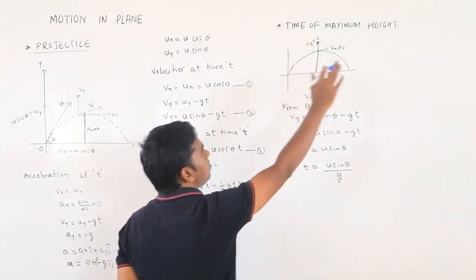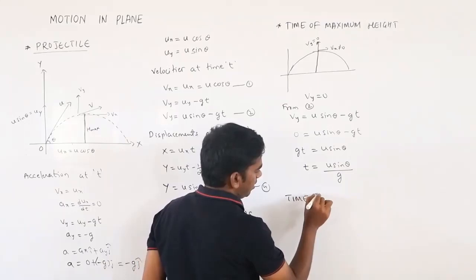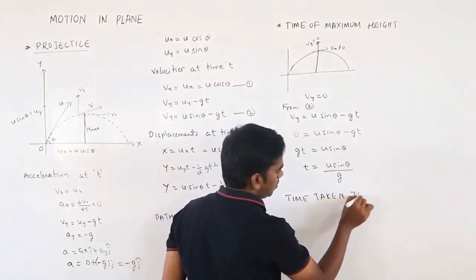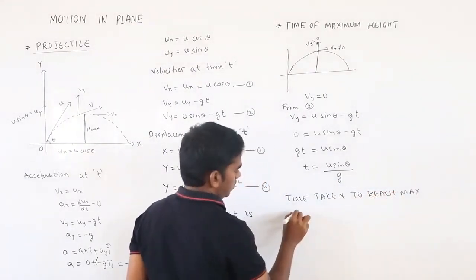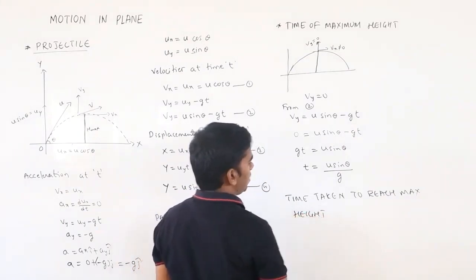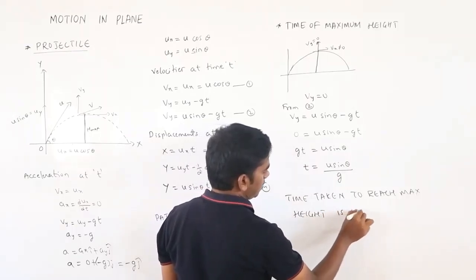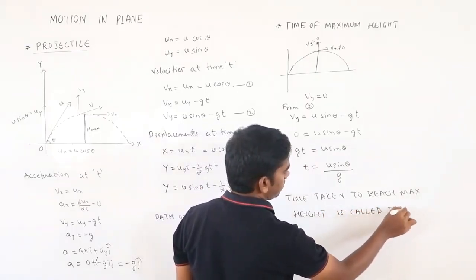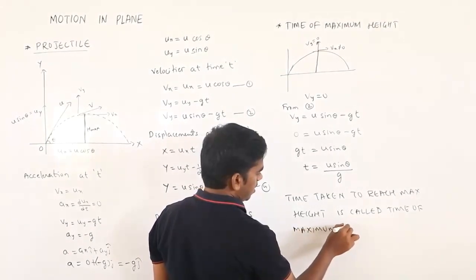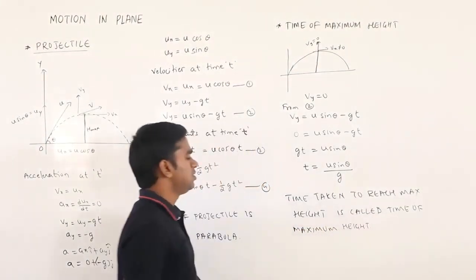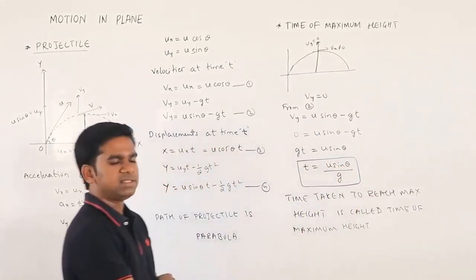So what is the time of maximum height? It is the time taken to reach maximum height. That is called the time of maximum height. So this is the formula for time of maximum height.